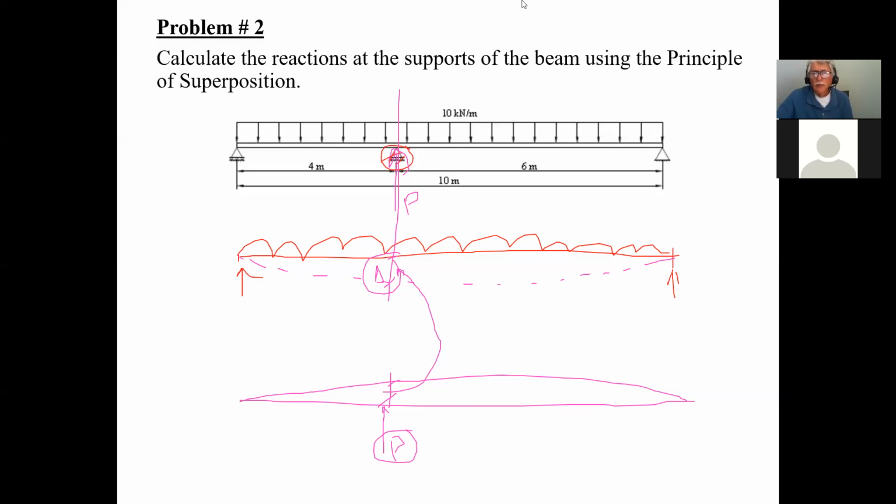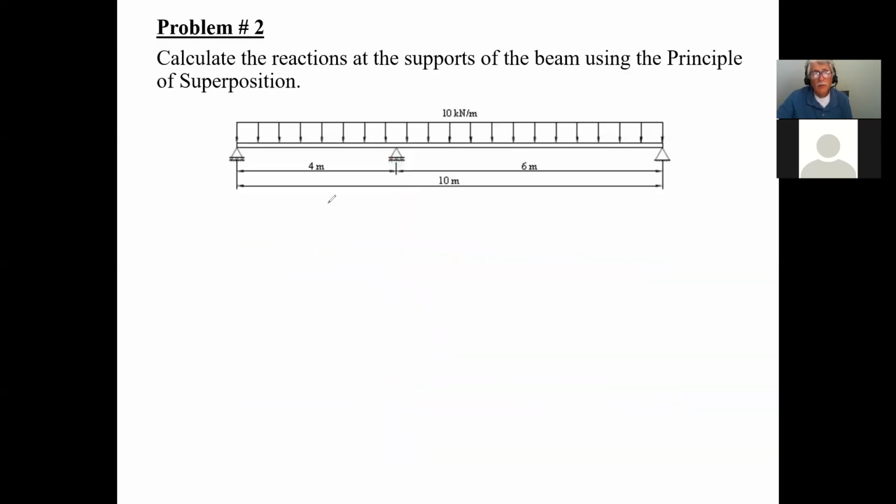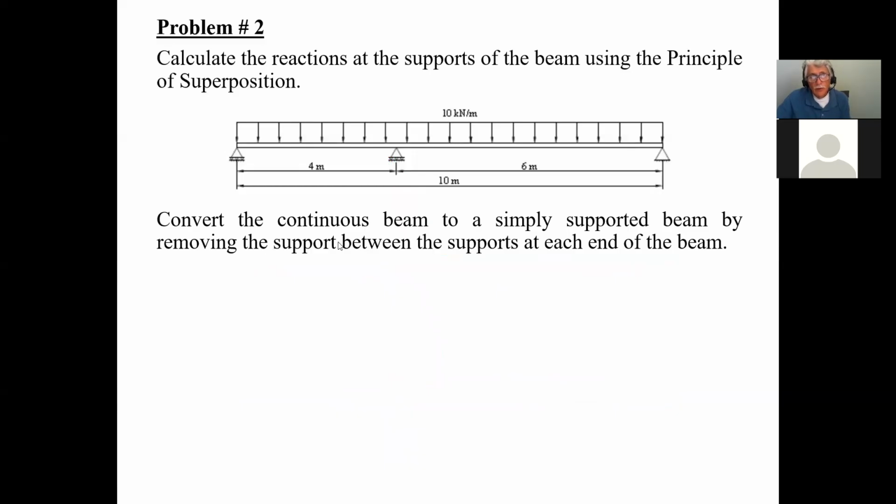And when I saw this the first time, I said to myself, whoever thought of this was really on the ball. Okay, so basically that's what we're trying to do. Now, convert the continuous beam to a simply supported beam by removing support between each column. So in other words, we get rid of that. That's what we're trying to do.